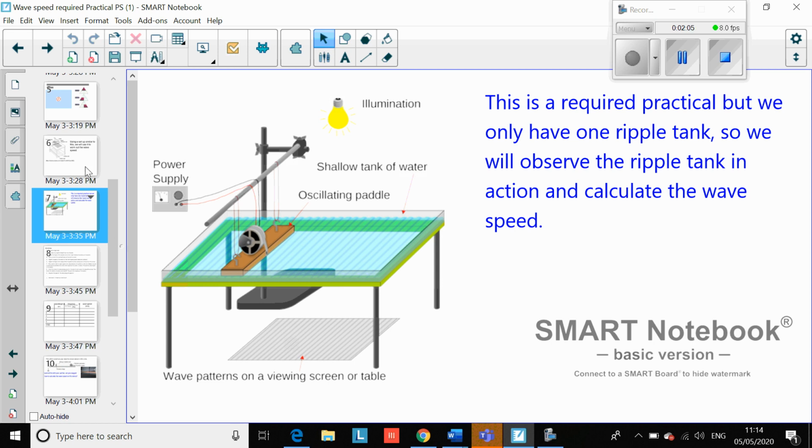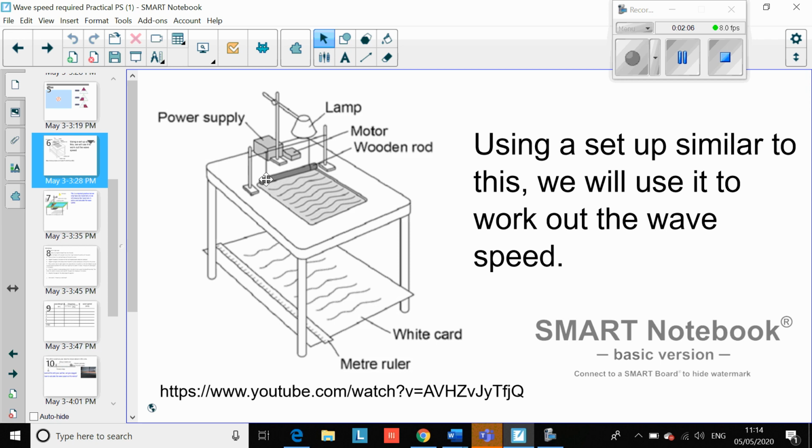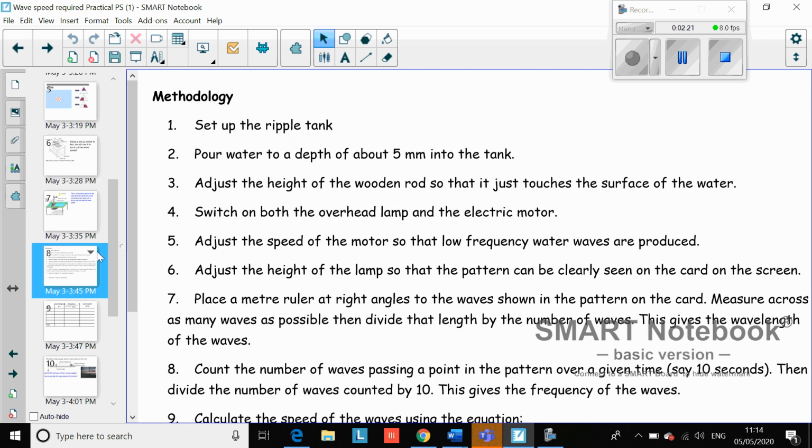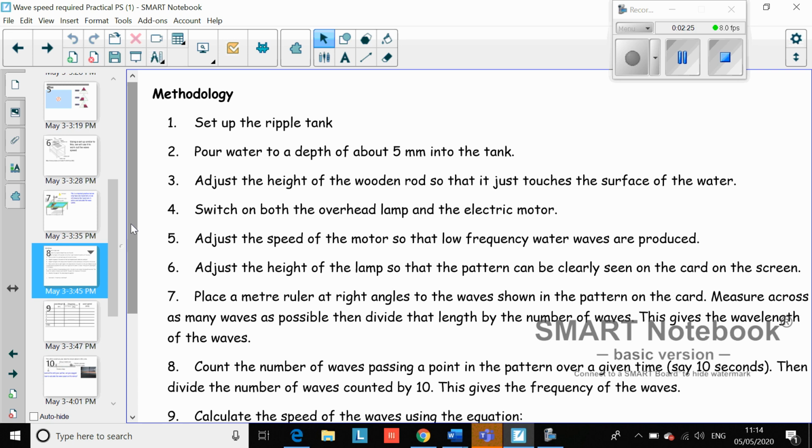You can see the experimental setup here is actually very, very similar. There's a ruler there. You might want to think, what could that be used to measure? Firstly, let's talk through the method. You can pause the video and copy up this exact method, or as I said, there is a method on page 74 in your revision guide. Essentially this is what you need to do.